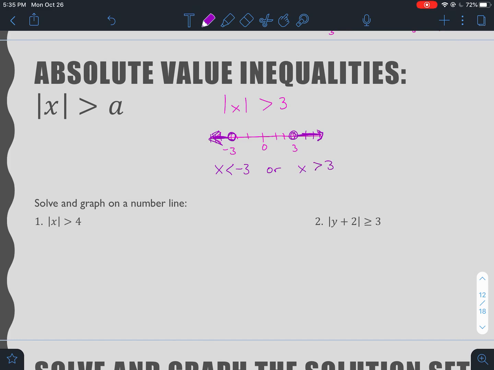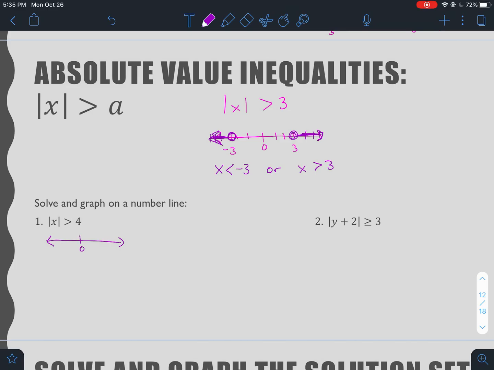So for these, we're going to have to write them as separate expressions because notice for the distance to be greater than 3 away from 0 on the number line, it's not going to go in between negative 3 and 3. It's going to go on the right side of 3 and on the left side of negative 3, which would be an or statement.